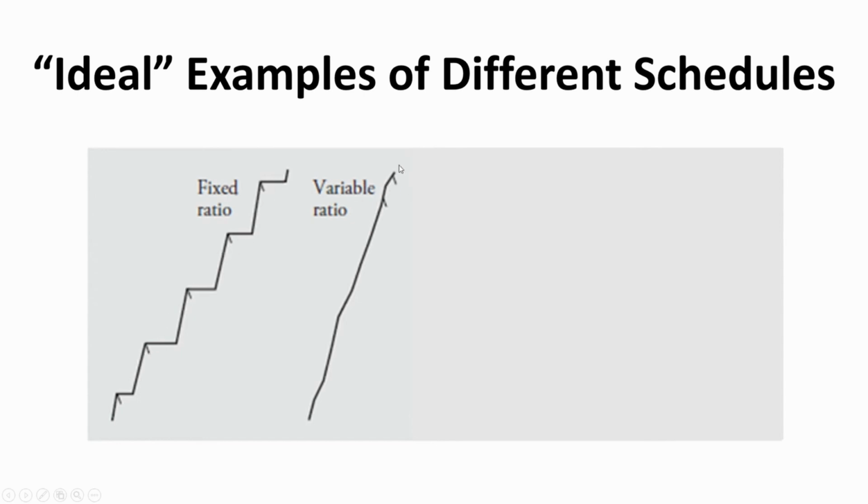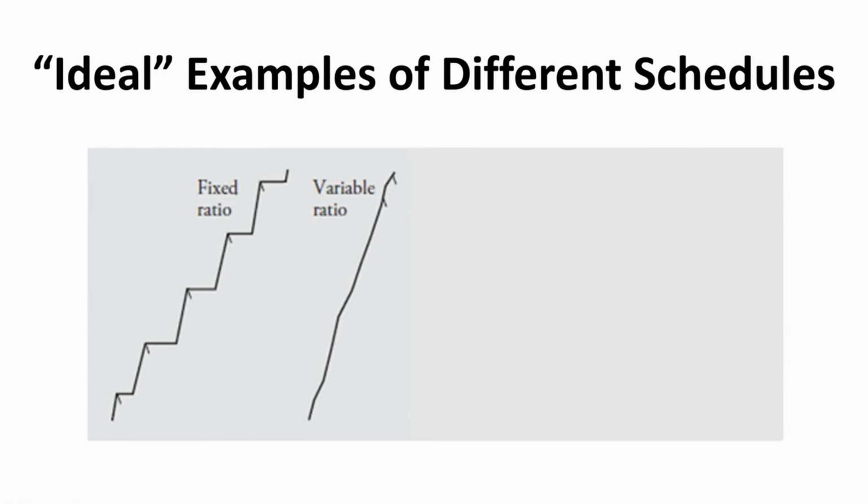our variable ratio schedules of reinforcement tend to have very little pattern to them. We see almost continuous responding. And again, we have ticks here to indicate when reinforcement is delivered. And this is entirely dependent on how quickly the organism presses that lever or pushes the button or does whatever the behavior is.